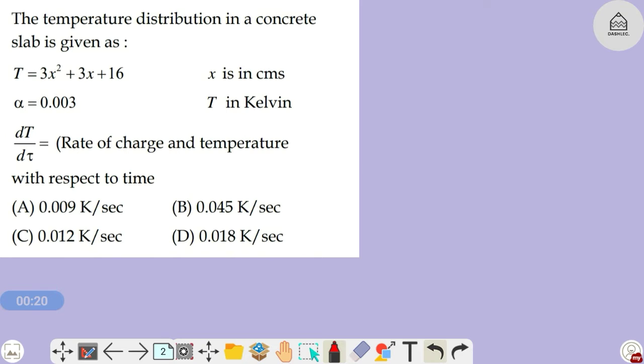The temperature distribution in a concrete slab is given as T is equal to 3x square plus 3x plus 16. Alpha is given. Alpha is thermal diffusivity, and we have to find out the rate of change of temperature with respect to time. Okay, there is a printing mistake here. So we basically need to find out del T by del tau. Okay, so what do we know?